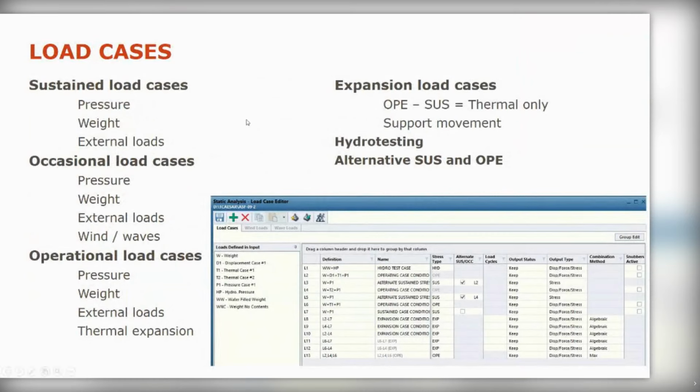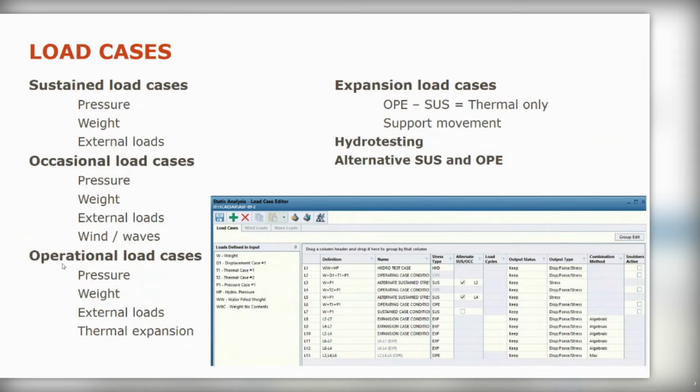In terms of load cases that you need to consider, as a basic case, you need to do your sustained load cases, which will include pressure, weight, and external loads if they are sustained. Occasional load cases, again, pressure, weight, external loads, wind, waves, things like that. Operational load case, which will include pressure, weight, external loads, and thermal expansion. Now, I don't have a lot of time to cover, but the operational load case, you do not check against allowable stress because codes don't require that. There's no requirement in code.